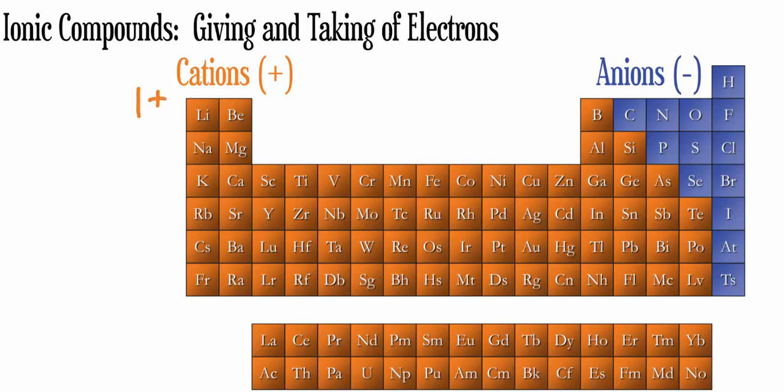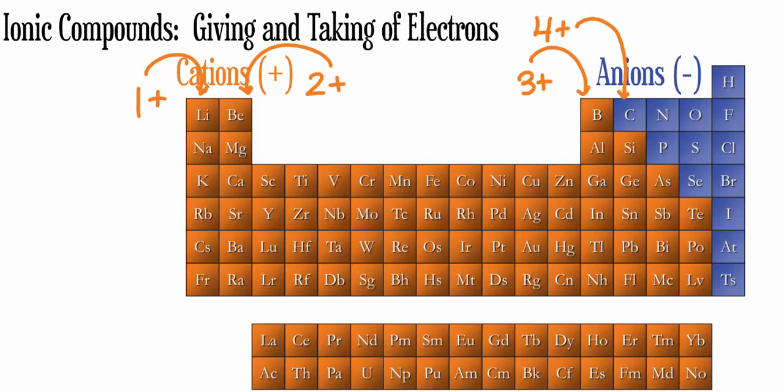The cations will be positive 1 for the group 1 metals, the first group. This is because they give up their 1s electron. The second column, the group 2 metals, will have a positive 2. It gives up both electrons that are found in the s block.